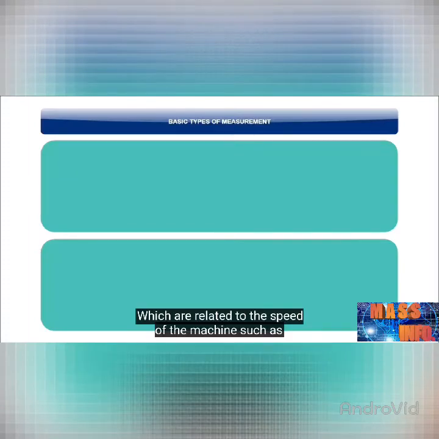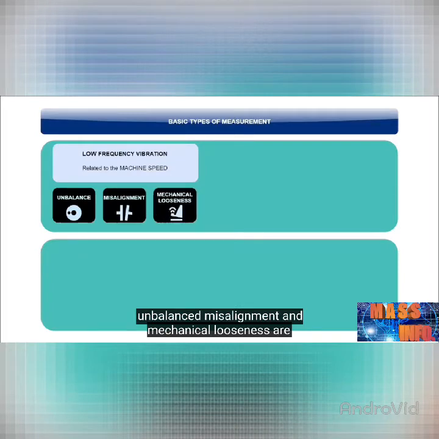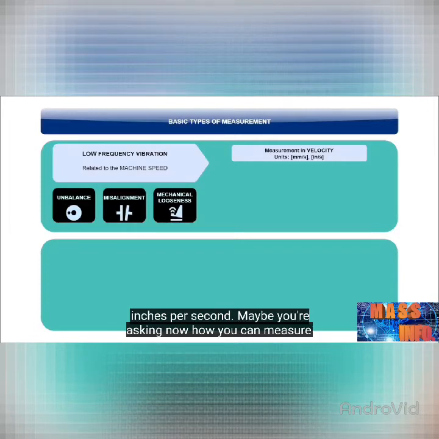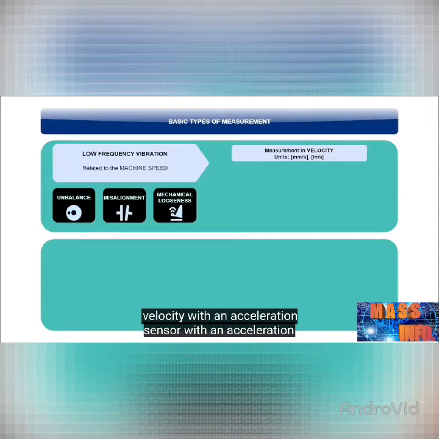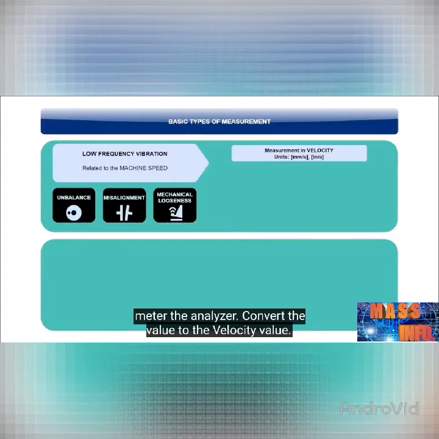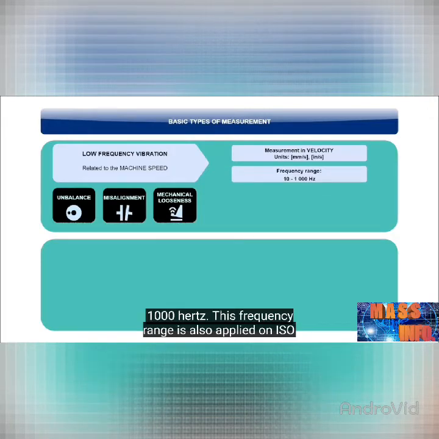All mechanical faults which are related to the speed of the machine, such as unbalance, misalignment and mechanical looseness, are considered to be low-frequency vibrations. These vibrations are measured as velocity in millimeters per second or inches per second. Maybe you are asking now how you can measure velocity with an acceleration sensor. With an acceleration sensor, you can measure an acceleration value, but the meter, the analyzer, can convert the value to the velocity value. The most common frequency range of this measurement is 10 to 1000 Hz.